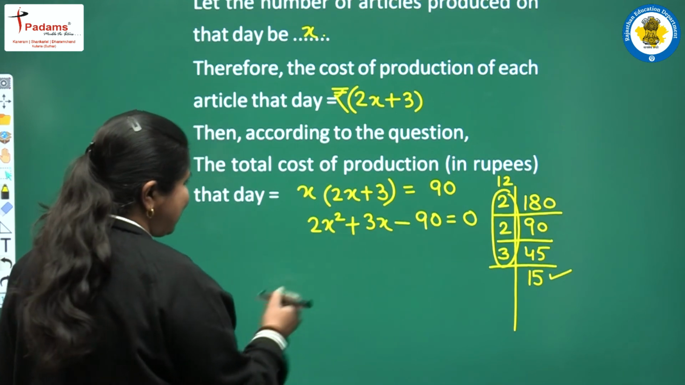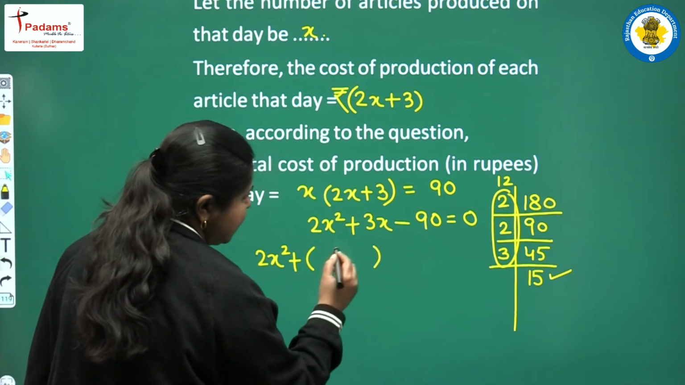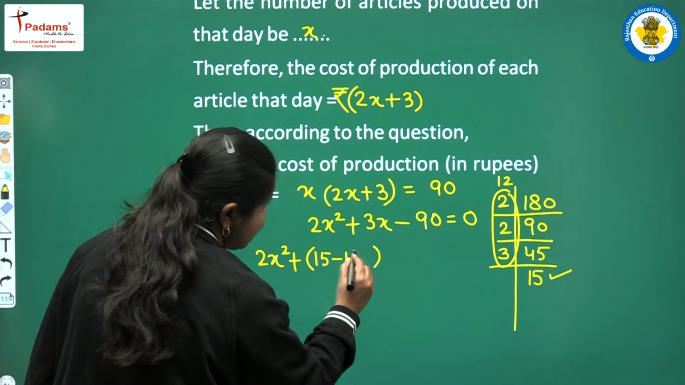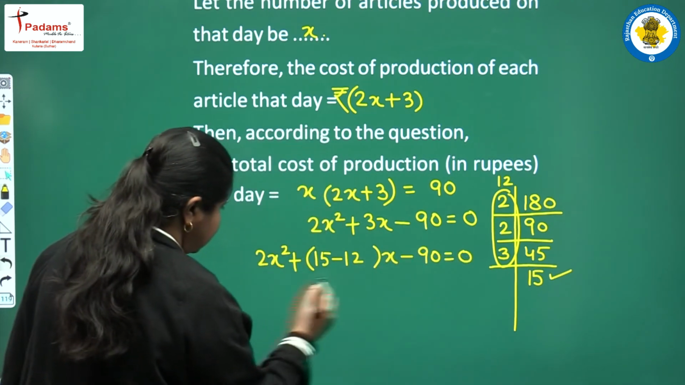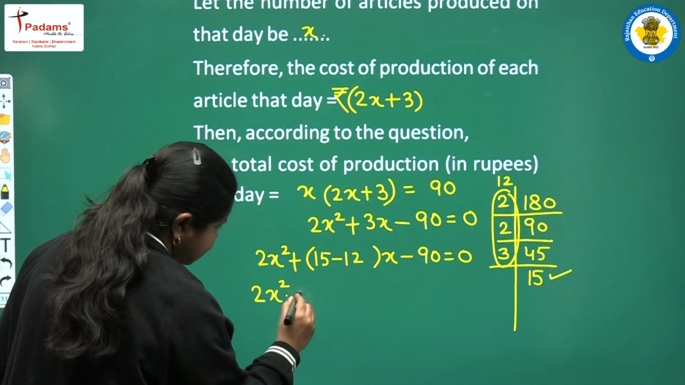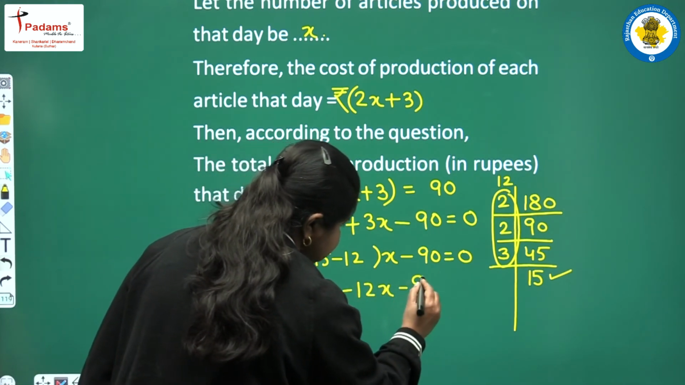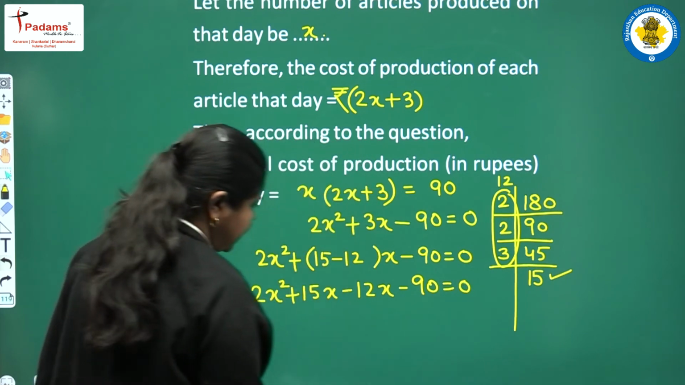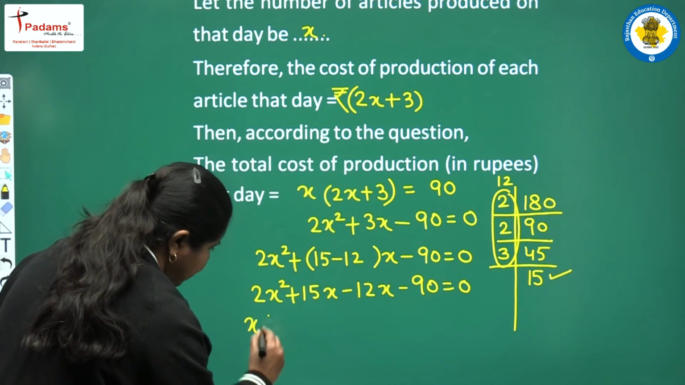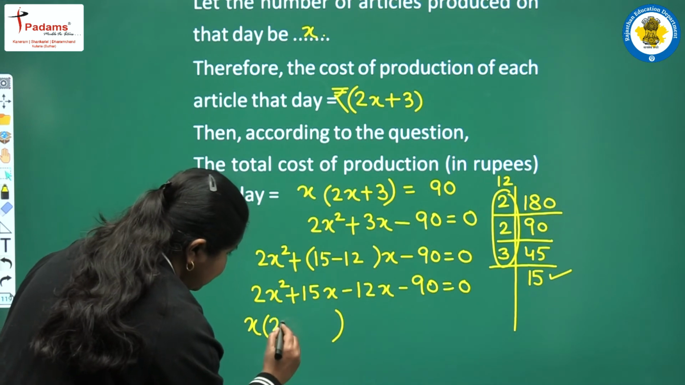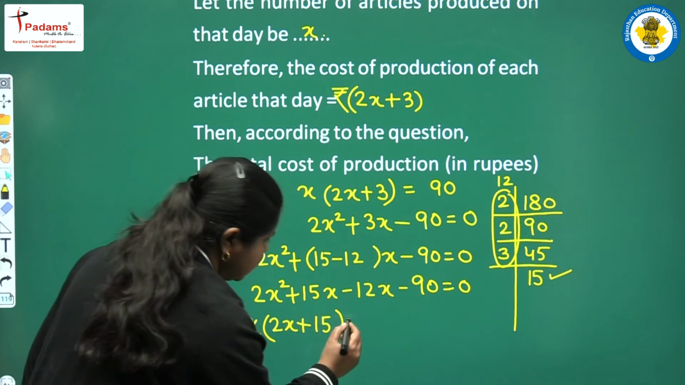Now we get that pair. We can write 2x square plus 3 की जगह हम ले लेंगे 15 minus 12. Then x minus 90 equal to 0. Open the bracket. 2x square plus 15x minus 12x minus 90 equal to 0. Again, take the common outside and it is only x. यहाँ से मिलेगा 2x plus 15 क्योंकि x बाहर है 15 अंदर minus.